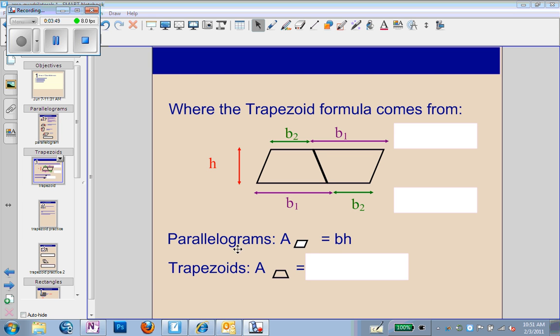So we know our parallelograms have an area formula of base times height. So the base in this picture is base 1 plus base 2 times the height. Well, with trapezoids, it's just half of that. It's half of the area of your parallelogram, but it's going to be base 1 plus base 2. So this is the formula for the area of a trapezoid. It's 1/2 the sum of base 1 plus base 2, because that gives you the entire base, one side of your parallelogram, times the height.